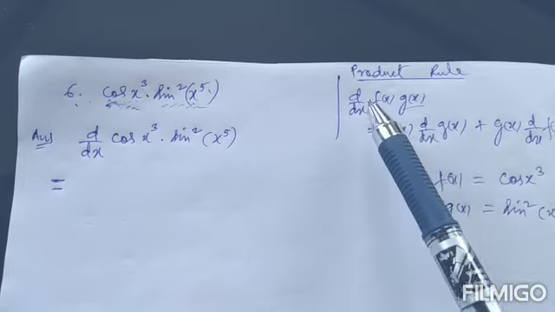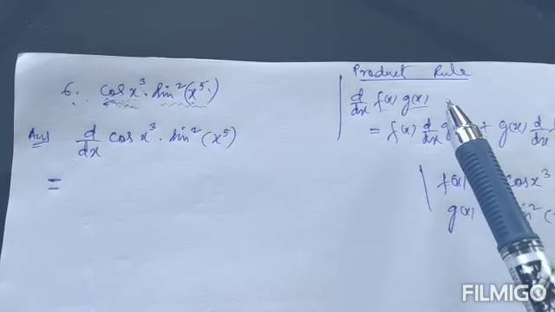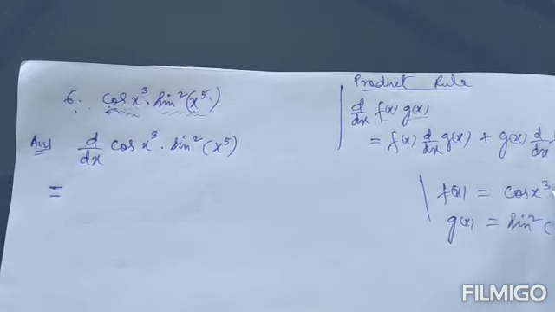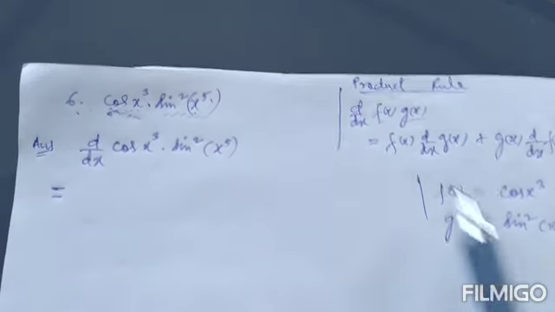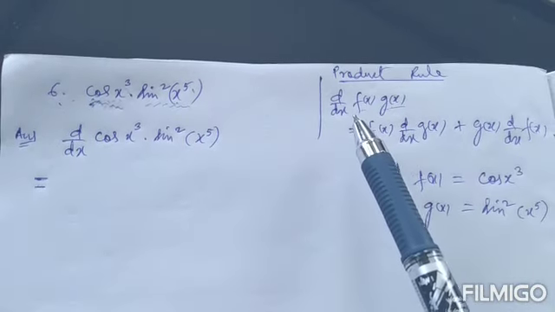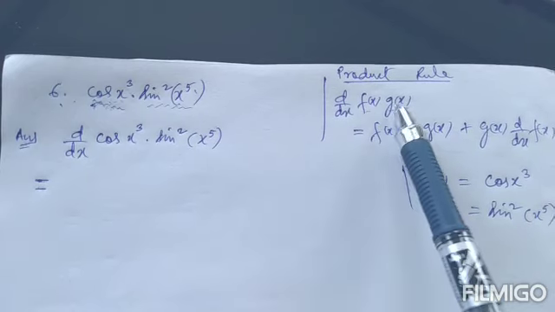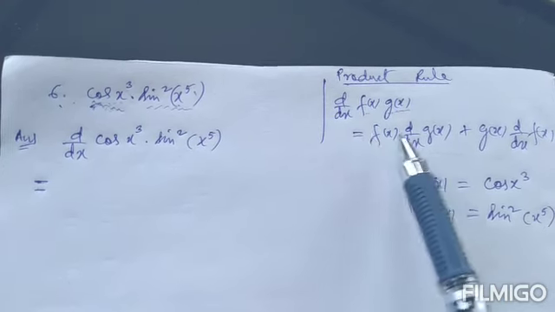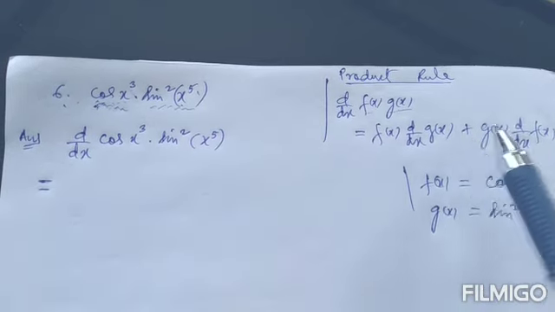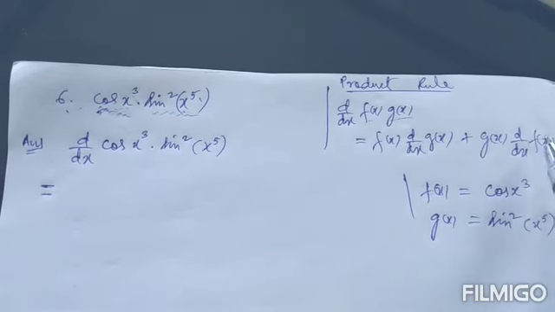Product rule says that d by dx of f(x) into g(x). So what is our f(x) here? f(x) will be cos of x cube, and then g(x) will be sin square x power 5. Product rule says that d by dx of f(x) g(x) equal to, first f(x) remains constant, then I have to differentiate g(x), plus now g(x) will remain constant, I have to differentiate f(x).